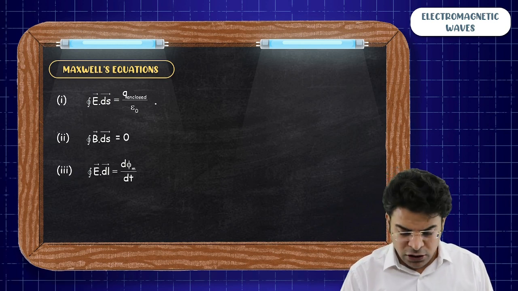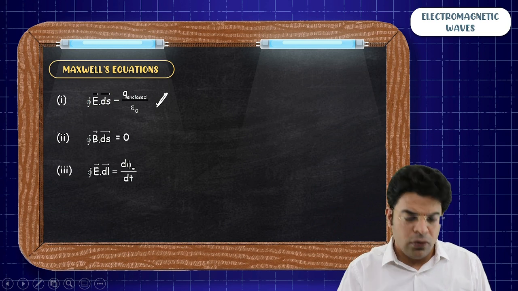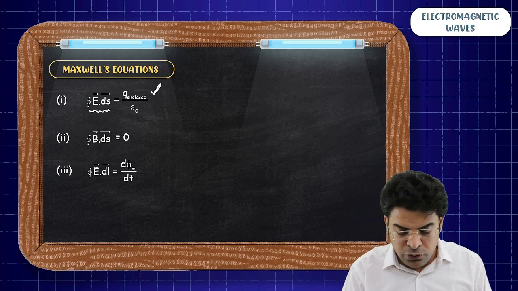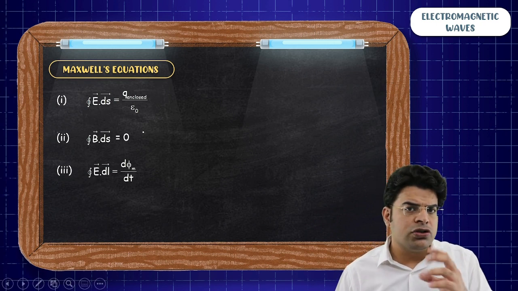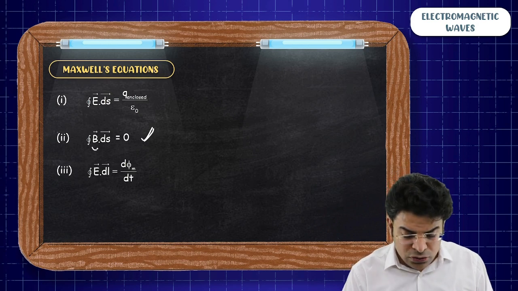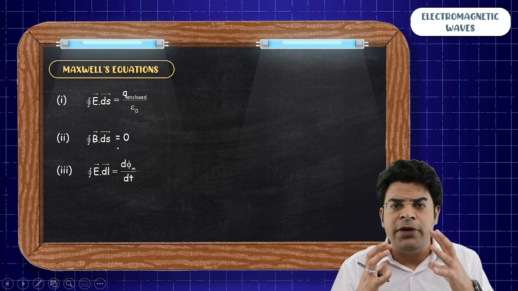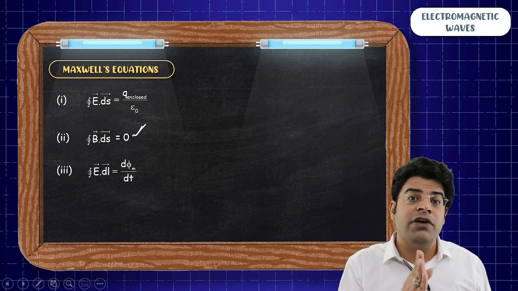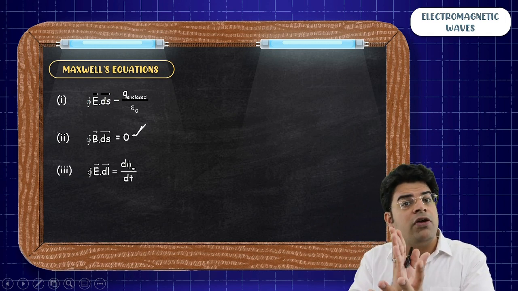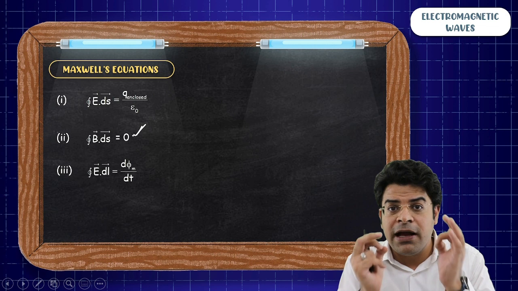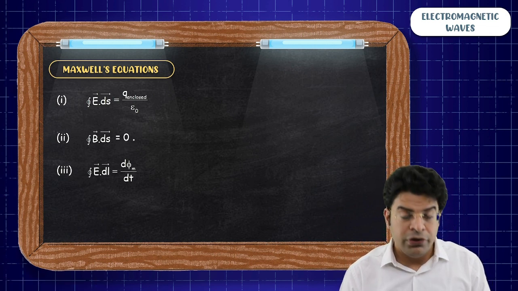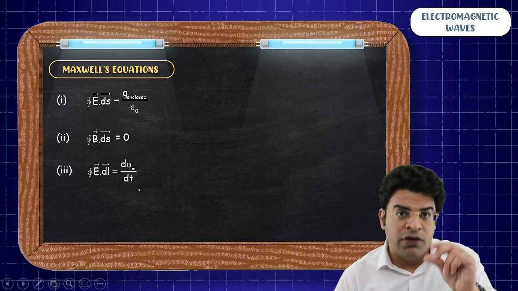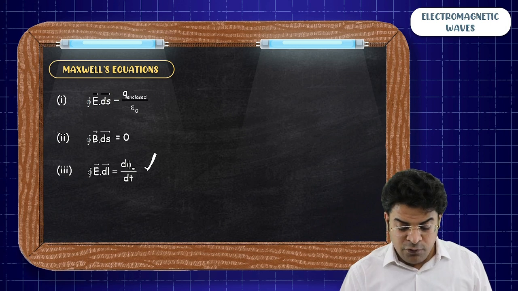So here we have the Gauss law for electricity, which tells us that the net electric flux coming out of a closed surface equals Q in by epsilon naught. We have Gauss law for magnetism, which tells us that the closed integral of B dot dS, the net magnetic flux coming out of a closed surface, is 0 because the magnetic field lines form closed loops. So the number of magnetic field lines entering the closed surface has to be equal to the number exiting. Hence, the net magnetic flux linked with a closed surface is 0. The third one, closed integral of E dot dl equals the rate of change of magnetic flux with respect to time. This statement came from Faraday's law.